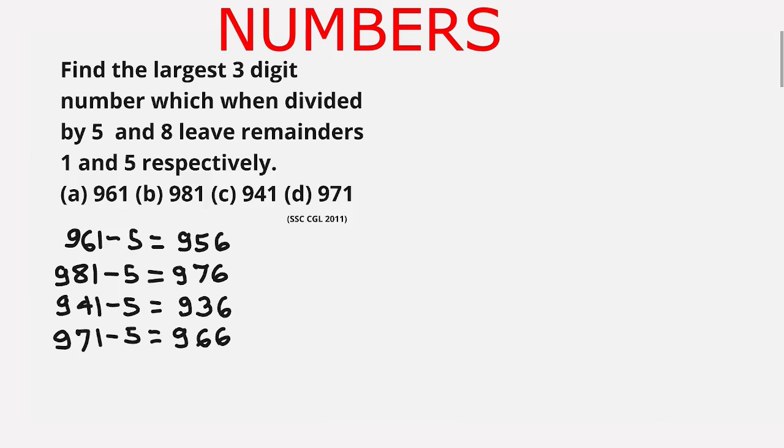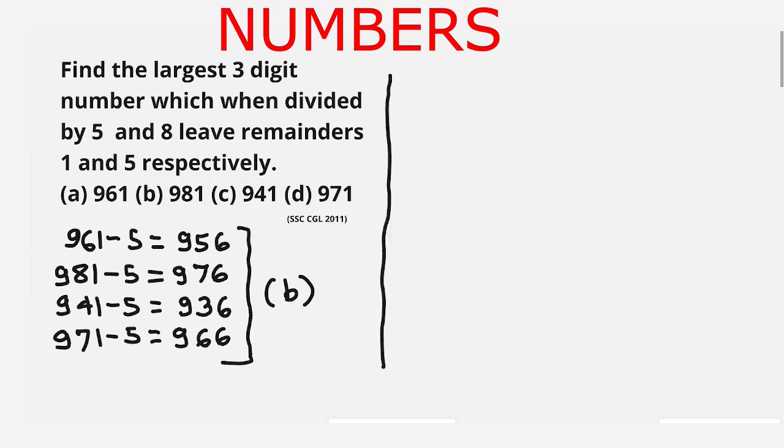So 981 and 941 satisfy the condition, but it is given that we have to find the largest 3-digit number, and out of 981 and 941, the largest number is 981. Therefore, our answer must be option B, 981. Here we reach option B. This was the method by solving from the options. Now we solve it by the proper method.